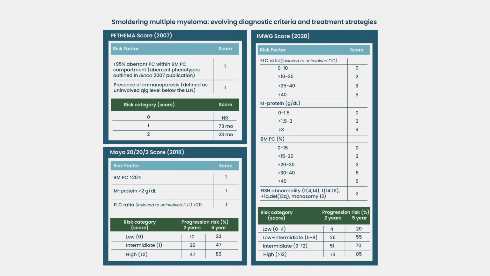Therefore, to further optimize risk stratification, the IMWG recently developed a risk stratification model incorporating high-risk cytogenetic markers: translocation 4;14, translocation 14;16, a gain of 1q, monosomy 13, deletion 13q, and more refined criteria for risk factors included in the Mayo Clinic 2018 model. Using the IMWG 2020 model, intermediate and high-risk patients with smoldering multiple myeloma had a 2-year risk of progression to myeloma or amyloidosis of 51% and 73% respectively.